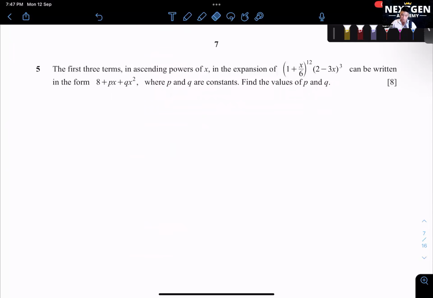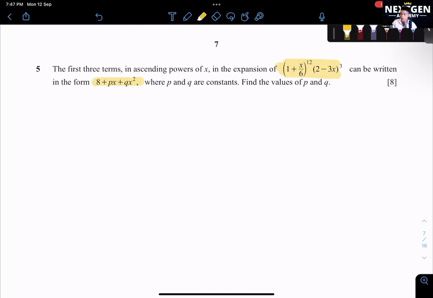Question 5. The first 3 terms in ascending powers of x in the expansion of (1 plus x over 6) to the power of 12 times (2 minus 3x) to the power of 3 can be written in the form 8 plus px plus qx squared, where p and q are constants.